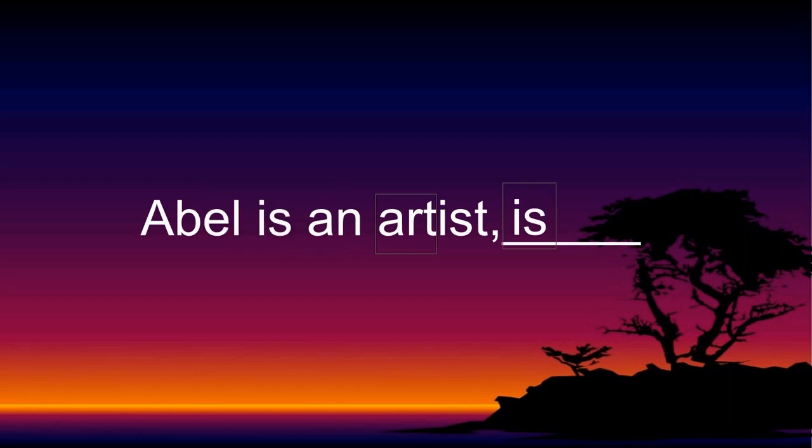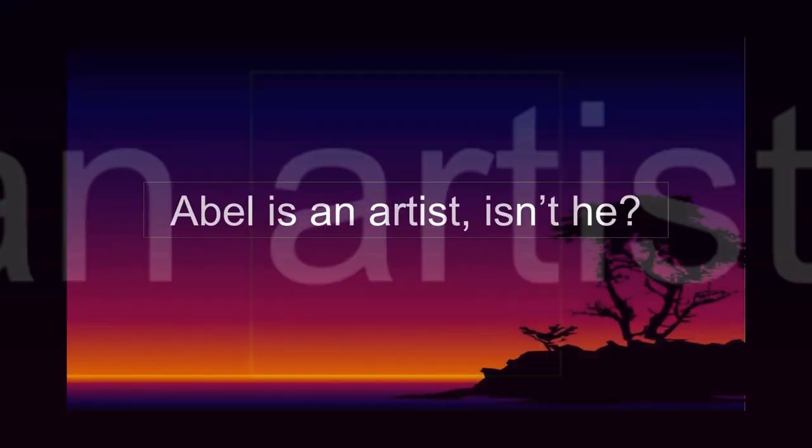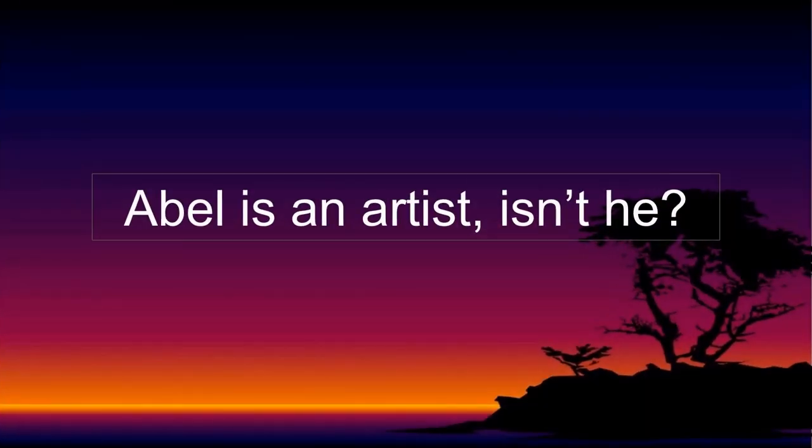Since the sentence is positive, we should make the tag negative. Therefore, isn't. Then the tag should end with the pronoun that corresponds to the noun in the sentence. Abel is the noun in the sentence. Therefore, we substitute with the pronoun he. Therefore, the tag is isn't he. Abel is an artist, isn't he? It's pretty simple, isn't it? This is how, in conversations, we seek confirmations using question tags.